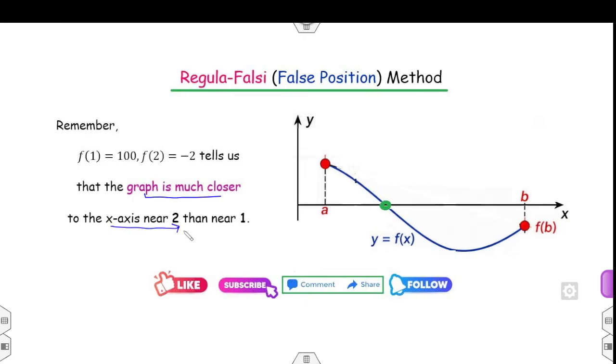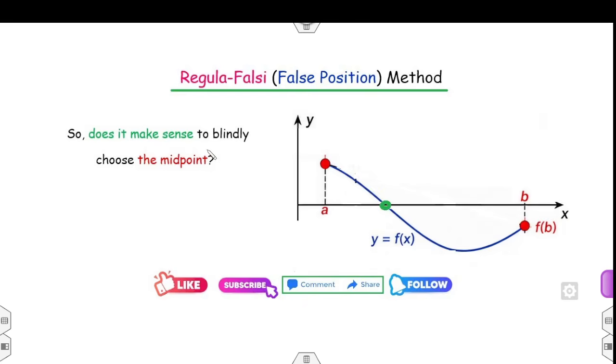So we can see the graph is much closer to the x-axis near the point 2 than the point 1. Can you choose the midpoint blindly, like 1 and 2, 1.5, as we did in the bisection method? The answer is probably no, because it will take more time to reach the convergent solution.